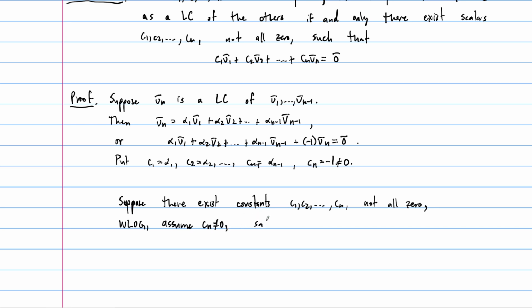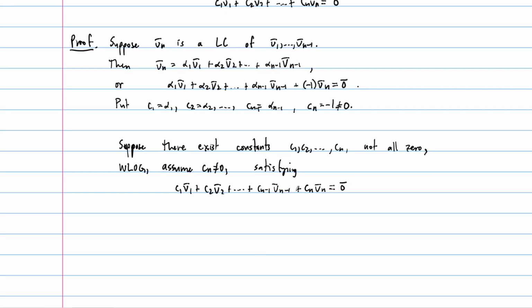But these are going to now satisfy our property, that C1 V1 plus C2 V2 plus all the way up through Cn minus 1 Vn minus 1 plus Cn Vn is equal to the 0 vector. We want to show that in this case V sub n can be written as a linear combination of the others. So what are we going to do? We're just going to undo what we did up here, do everything backwards.